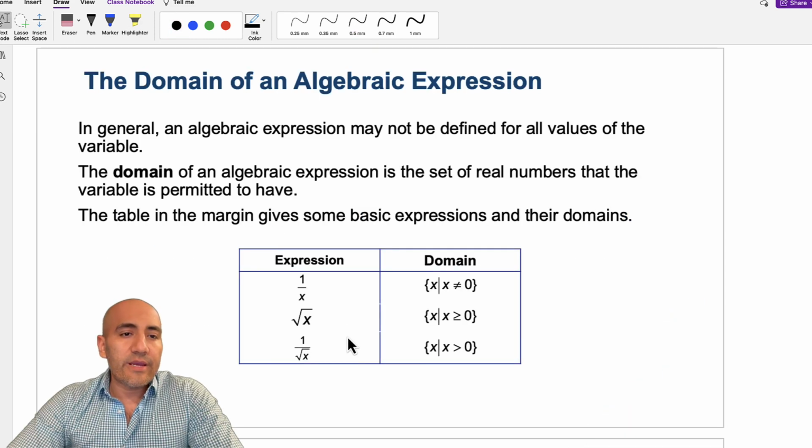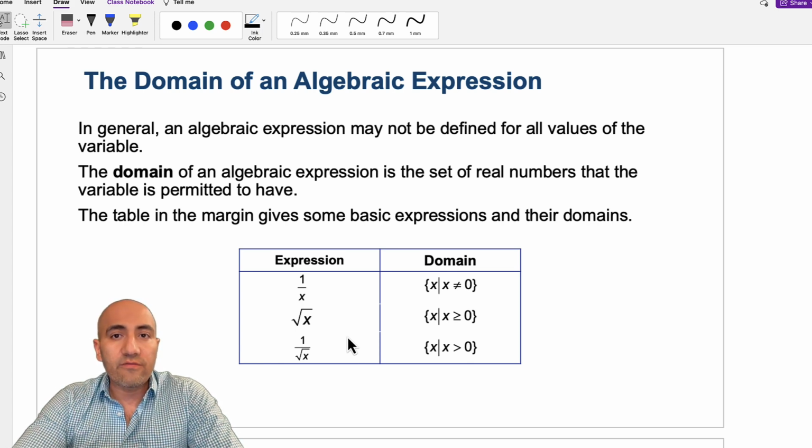The domain of an algebraic expression, in general, just means that we're going to figure out the set of numerical values that can be substituted for the independent variable in the given statement and have a valid answer, a valid solution. So there are two main things we really have to focus on.